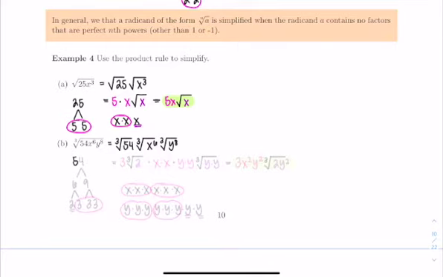Let's look at 54 first and break this down. 54 can be broken down as 6 and 9, and 6 can be broken down as 2 and 3, and 9 is 3 and 3. So my index here is 3, so we're looking for triplets of the same number, and so we have triplets of 3, and we have a 2 left over. So we're going to pull out a 3, and then underneath our cube root, we still have a 2.